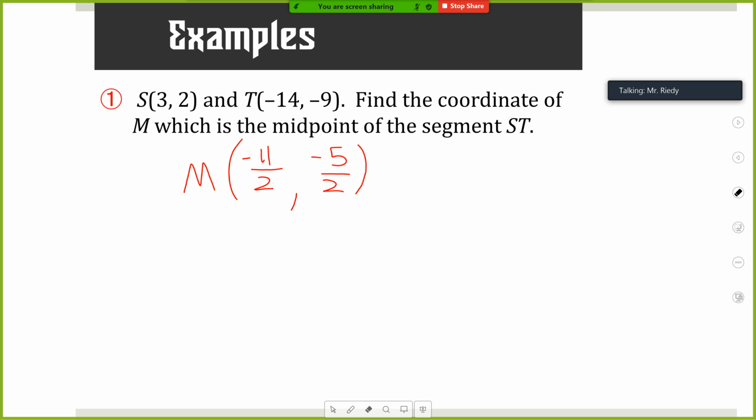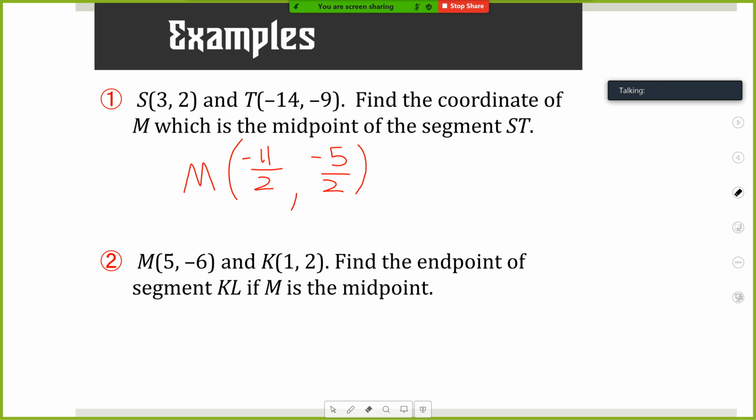And I'm assuming you all know how she got that answer. 3 plus negative 14 divided by 2 for x, and 2 plus negative 9 divided by 2 for y. Great. All right, now let's make it a little bit more interesting. Before you just start diving in to calculate a midpoint, make sure you read the problem. And you might also want to draw a picture to go along with that problem to solve it. Go.